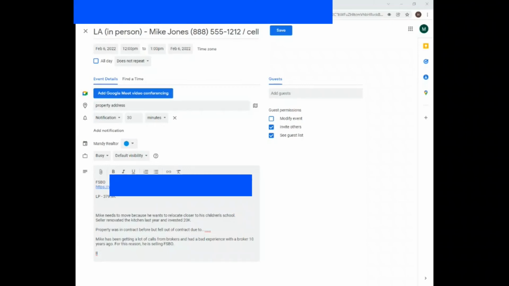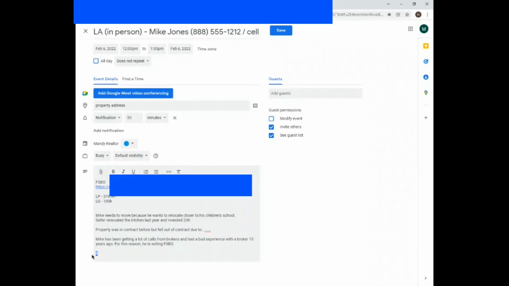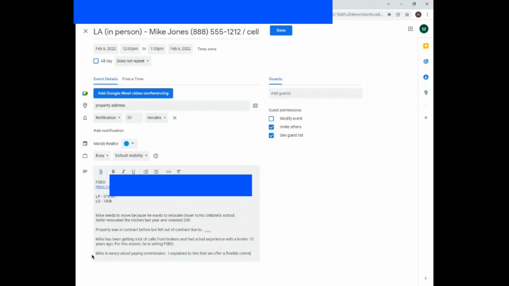That's something important. Remember how I talked about legacy price? Well, I forgot to put that here, so let me go ahead and put that in here. I usually use LG for legacy price, and what did we say they paid for the property in 2012? $180,000. And then anything else that you can think of that you may have learned during the call. Mike is weary about paying commission. I explained to him that we offer a flexible commission structure. This lets my agent know that commission could be a sticking point for Mike. We have to really make sure that we're clear about our commission structure, and hopefully what we're offering makes sense for both Mike and us.